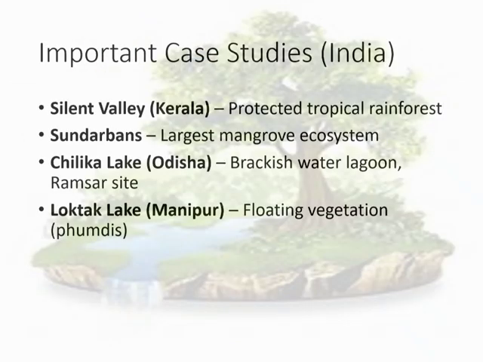Important case studies. India. Some key Indian ecosystem case studies include Silent Valley in Kerala, a protected tropical rainforest. Sundarbans, the world's largest mangrove forest. Chilika Lake in Odisha, a brackish water lagoon and Ramsar site. Loktak Lake in Manipur, known for its floating vegetation, called Phumdis.